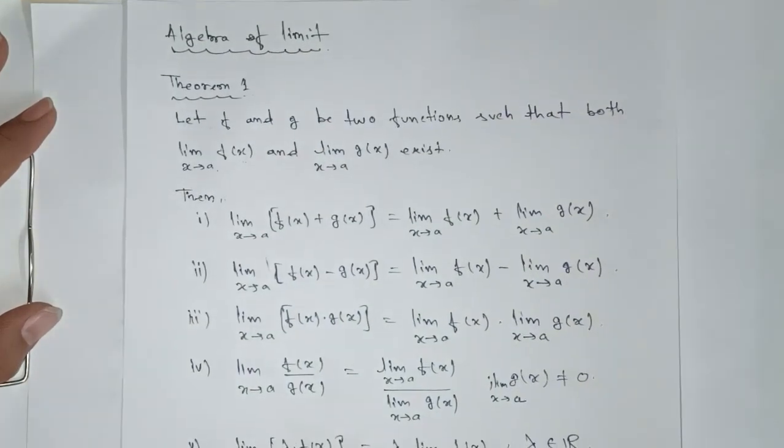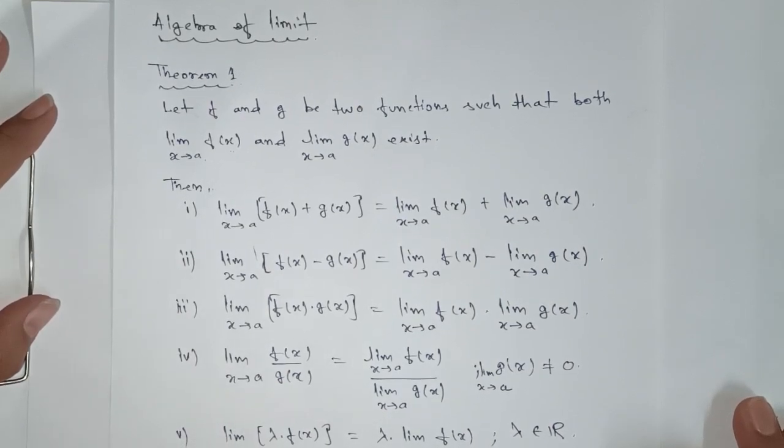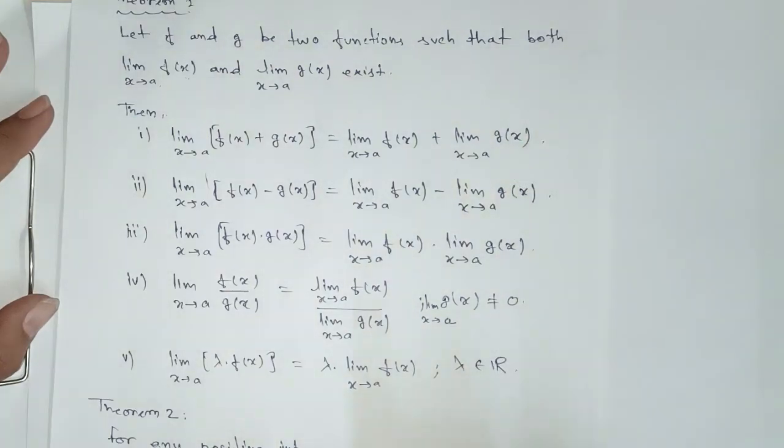Namaste students. Today we're going to see algebra of limits. Under this, we're going to see two theorems. First one: if two functions f(x) and g(x) exist such that the limit of f(x) as x tends to a and the limit of g(x) as x tends to a also exist, then we'll see that these 5 properties follow.